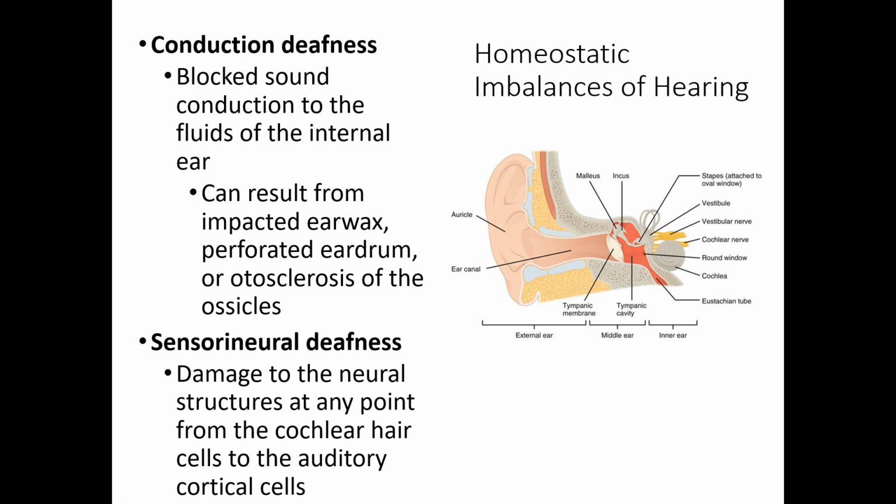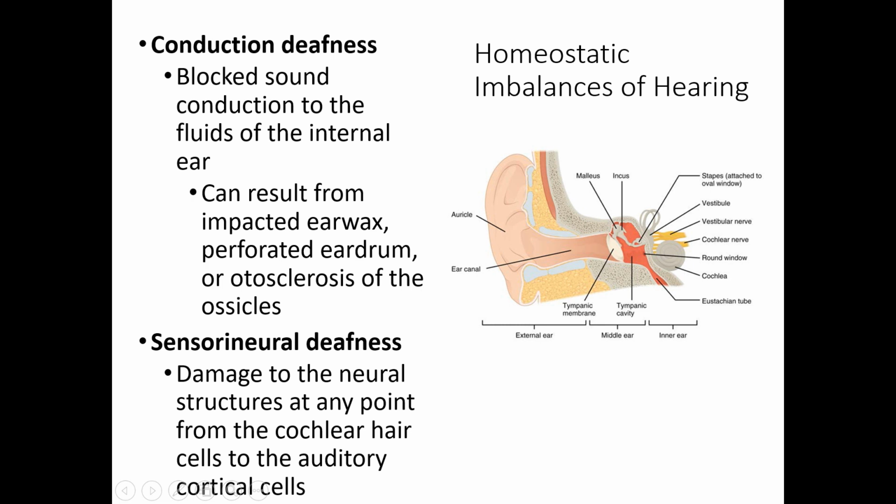Let's talk about the most common hearing problems, or homeostatic imbalances of hearing. The first will be conduction deafness. That's a pretty common condition where either the ear canal is blocked, or the tympanic membrane is damaged, or the tympanic cavity ossicles are damaged. It can result from impacted earwax. The eardrum can be perforated by a middle ear infection, or the ossicles can be damaged by the process of otosclerosis.